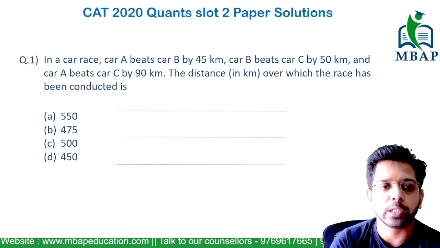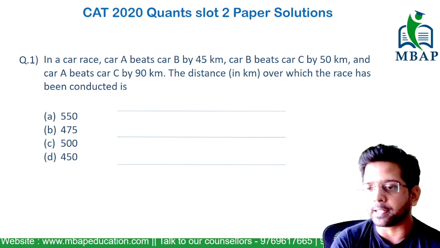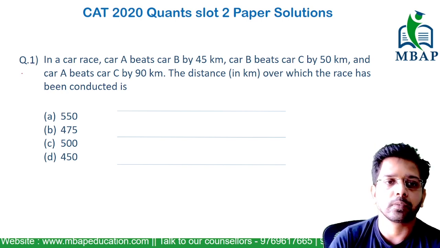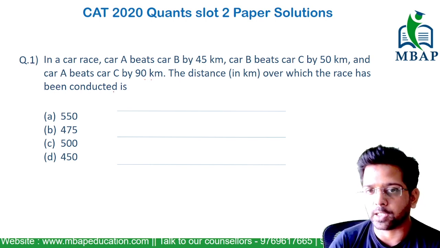Okay. On this note, let's take the first question. Well, this is a time, speed, and distance question. The question says, in a car race, car A beats B by 45 km, B beats C by 50 km, and A beats C by 90 km. The distance over which the race has been conducted is how much?